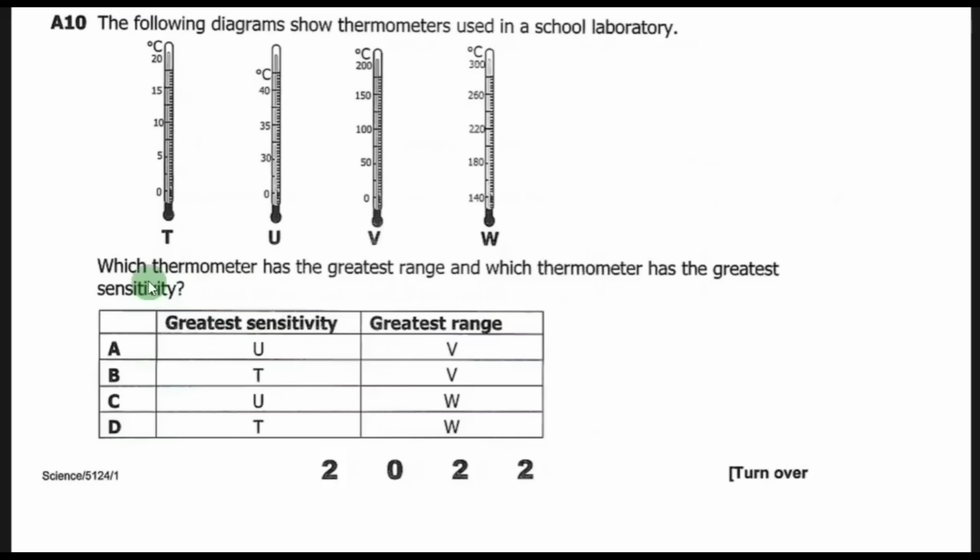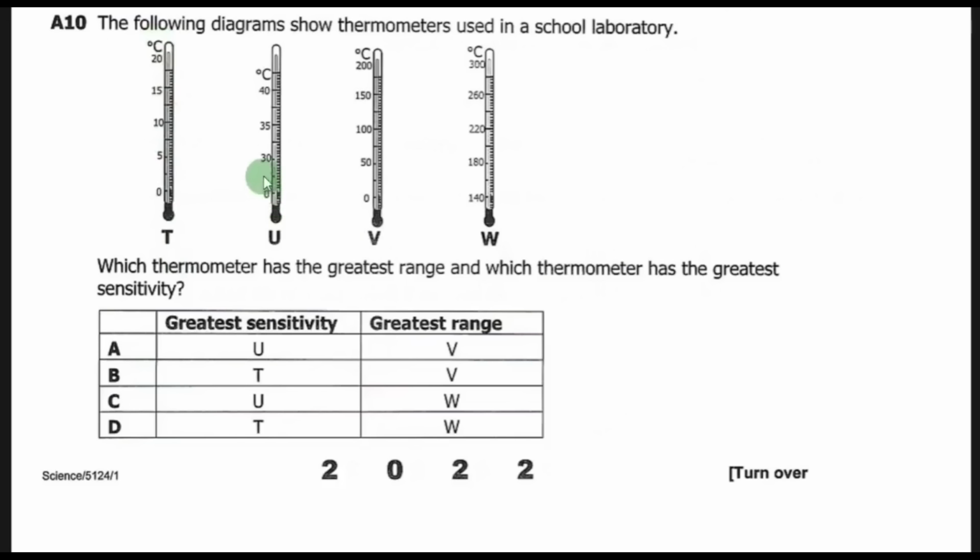So for any small change in temperature, the thermometer must be able to give you the values. For it to do that, the graduations or marks on the thermometer must be very close to each other. When you check these thermometers, the one with markings very close to each other is thermometer T. Here we have 0, 5, 10, 15, 20.